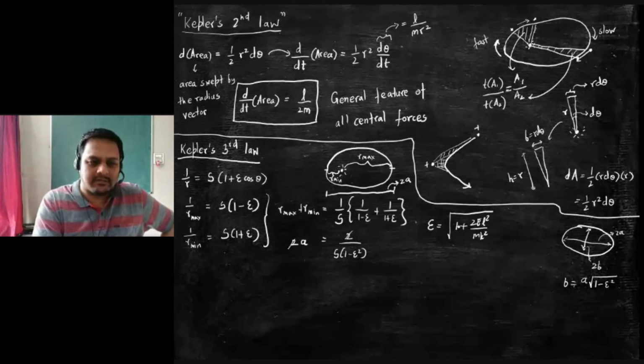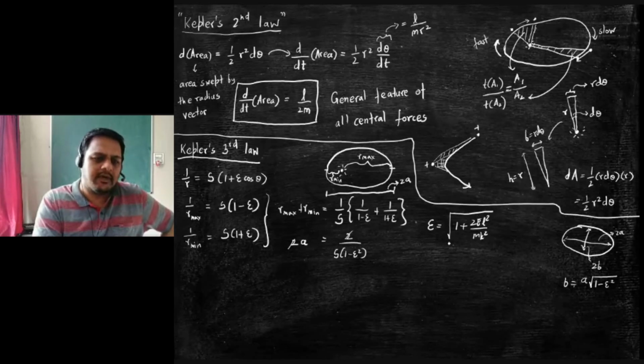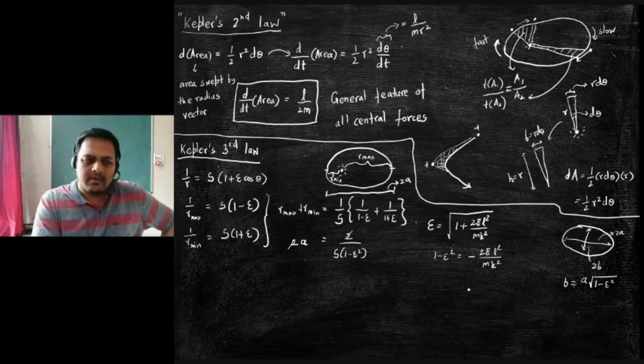This is epsilon. This is the expression which we have derived. What will be epsilon square? The square root will go away. 1 minus epsilon square will be minus 2EL square by mk square. Okay. So 1 minus epsilon square will be equal to minus. This is something to keep in mind.